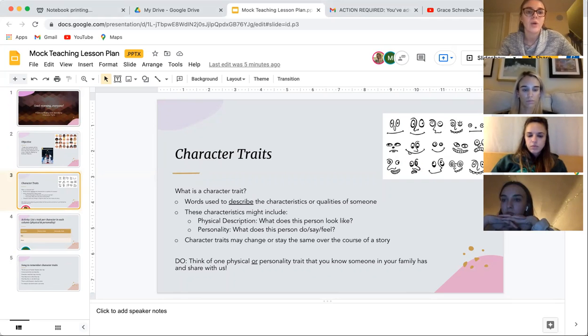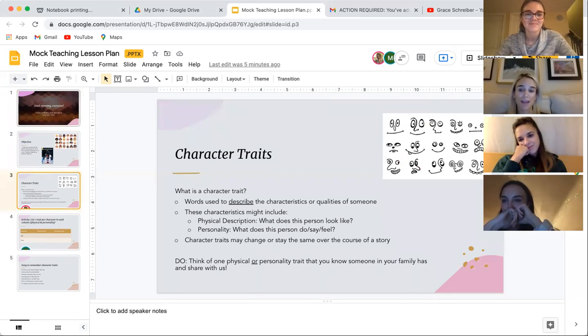So what I want us to do right now is I want everybody to think of one physical or personality trait that you know that someone in your family has and share with us. My grandpa is like really smart. Great, that's an awesome personality trait that you came up with. What else can we think of? My Meemaw has brown hair. Good, so there's a physical description that describes how she looks. Anything else? My brother is a really picky eater. Good. So that describes how he acts in certain situations. Good. Those are all really great examples of character traits that you already know from people in your life.